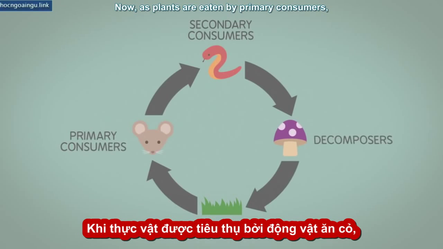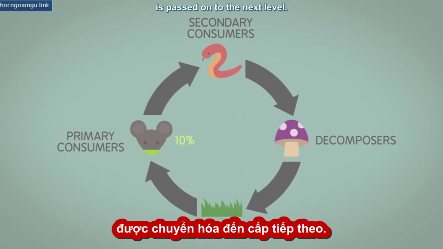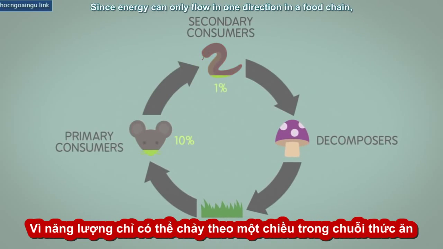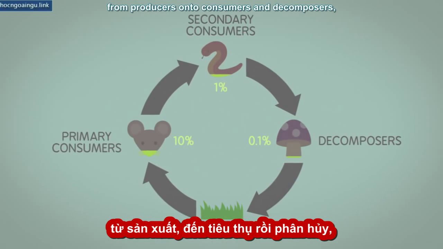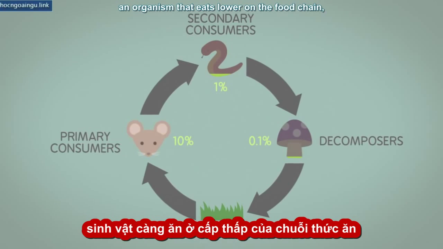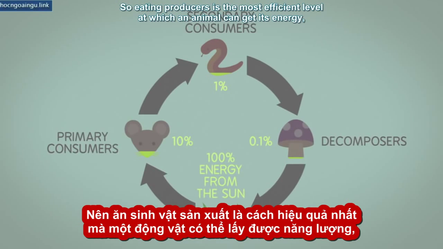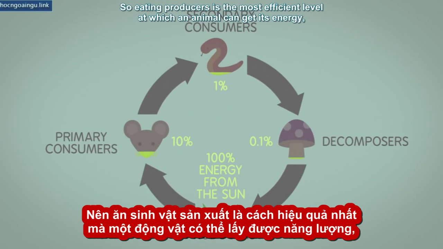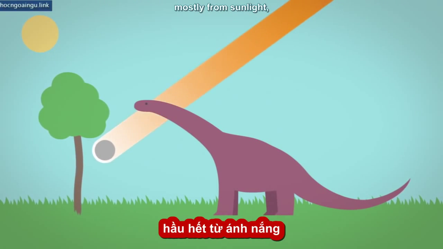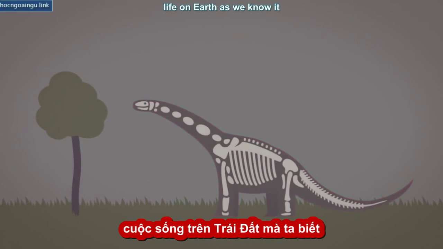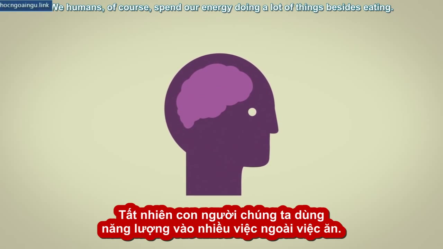Now, as plants are eaten by primary consumers, only about 10% of their total energy is passed on to the next level. Since energy can only flow in one direction in a food chain, from producers on to consumers and decomposers, an organism that eats lower on the food chain is more efficient than one higher up. So eating producers is the most efficient level at which an animal can get its energy. But without continual input of energy to those producers, mostly from sunlight, life on Earth as we know it would cease to exist.